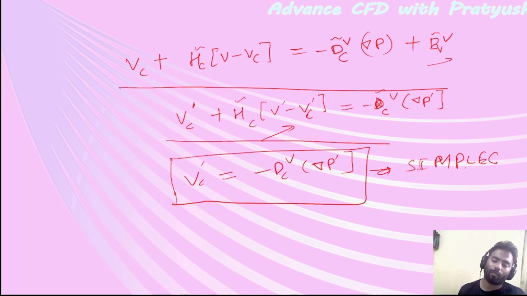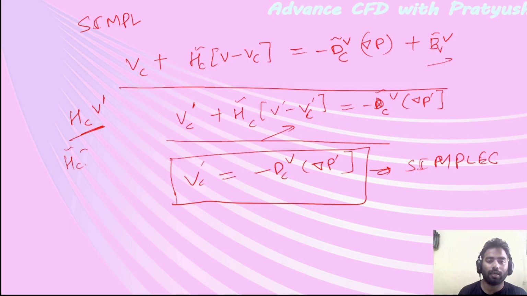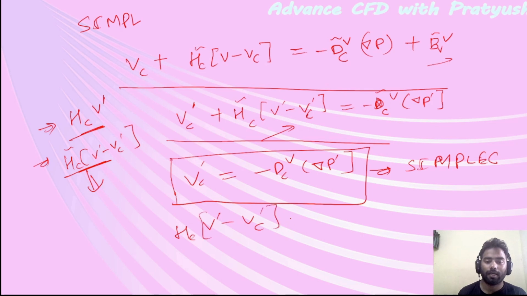Now you are observing one thing: earlier, when we were using the simple scheme, we were just dropping the H_c V' terms. Here we are dropping the H_c(V - V', V_c') terms. If you quantify these two terms, this quantity is smaller. So H_c V' minus V_c' is smaller compared to the S_c V' term.